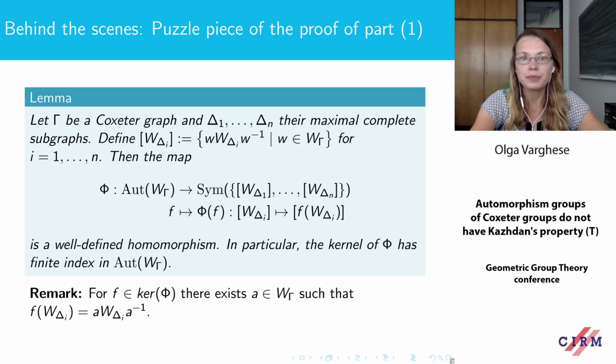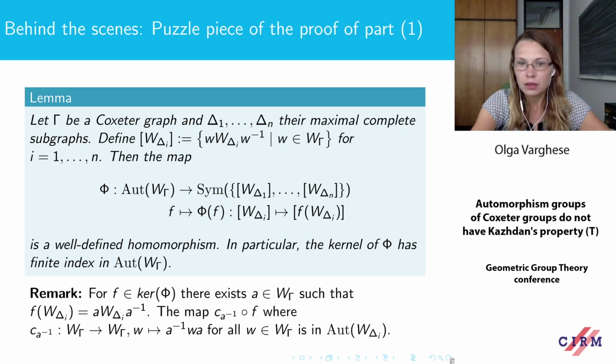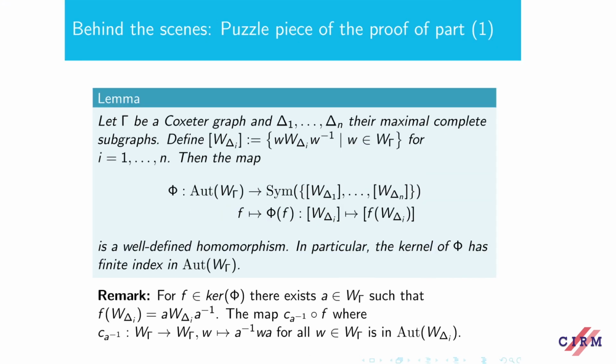Okay, one remark. So for F in the kernel of phi, there exists A in W gamma such that the image of W delta I under F is a conjugate of W delta I by A. And we can compose the map F with C A inverse, where C A inverse is a conjugation by A inverse, and then C A inverse composed with F is an automorphism of W delta I.